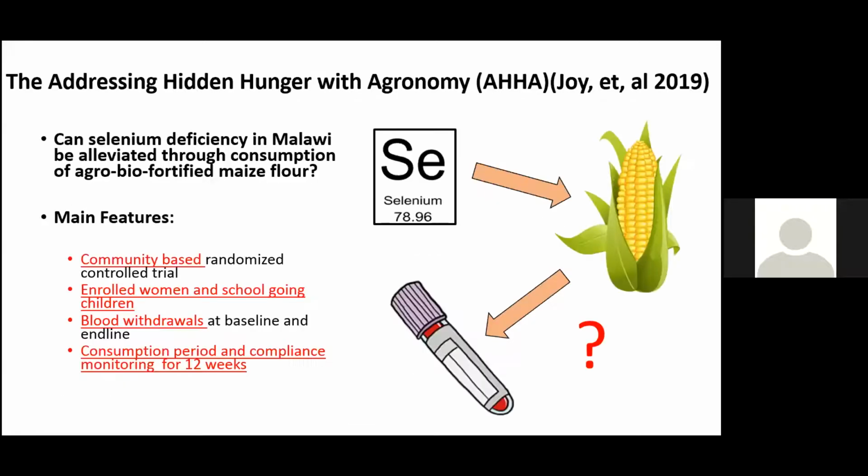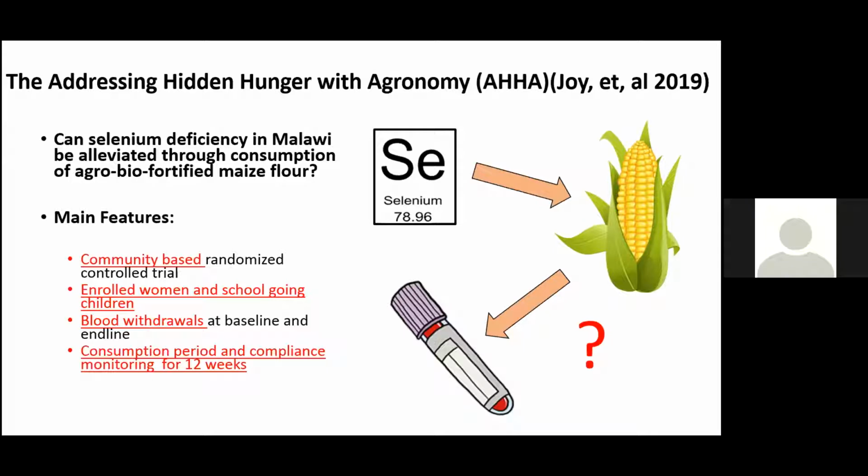And the main question is now, why do we need to discuss human participation in agriculture and nutrition research? So I'll base mainly my discussion on a case study on a trial that was conducted in Malawi. And the trial is called the Addressing Hidden Hunger with an Agronomy Trial. So the main question that this trial wanted to answer was to see if selenium deficiency in Malawi could be alleviated through the consumption of agro-biofortified maize flour.